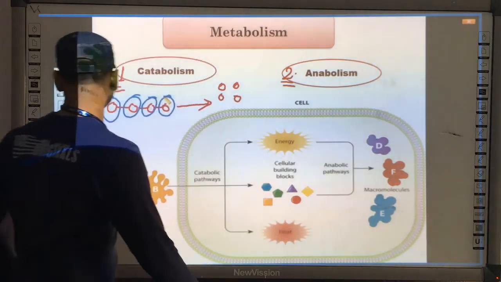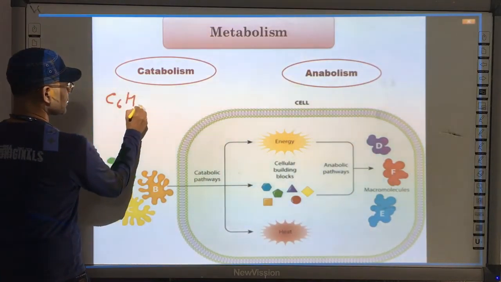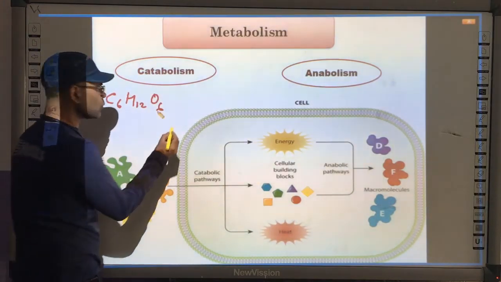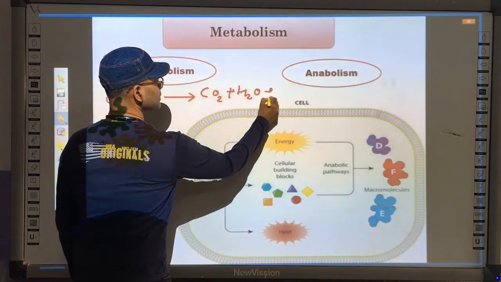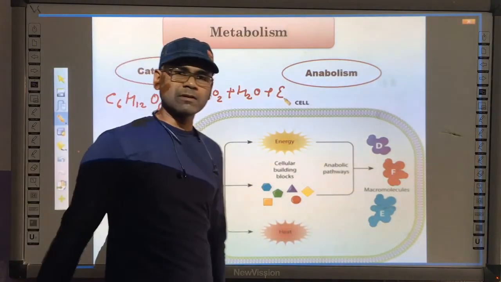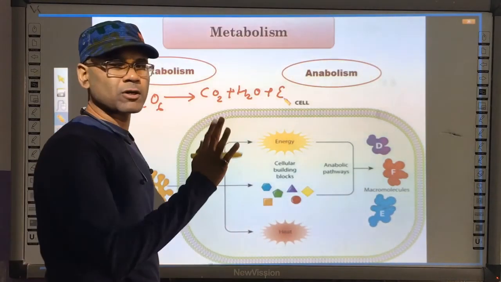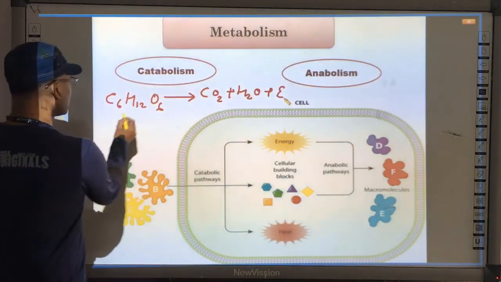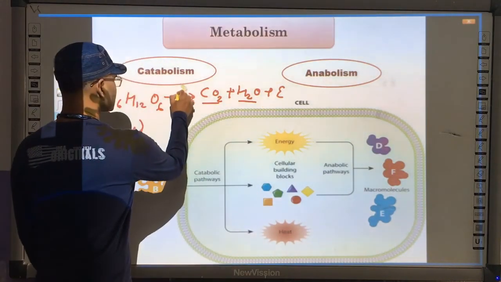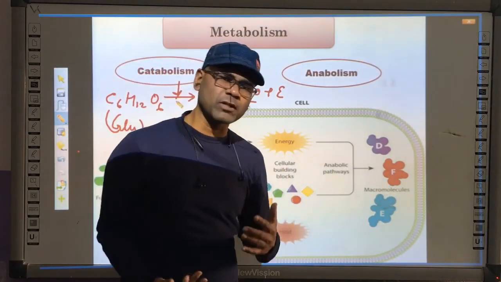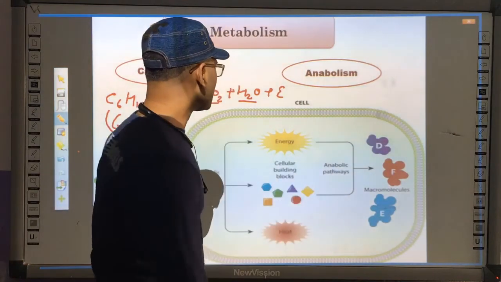During the process of respiration, glucose, C6H12O6, is split into CO2 plus H2O plus energy, and this energy is stored in the form of ATP. So this is the simple equation of respiration. It may be aerobic or anaerobic, I don't want to enter into that topic. So here, a molecule of glucose is split into its respective constituents, and this process is termed catabolism. Any such process in which a large molecule breaks into smaller or simpler molecules is called catabolism.